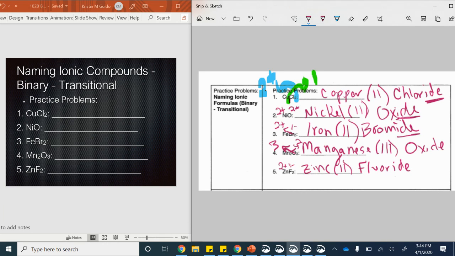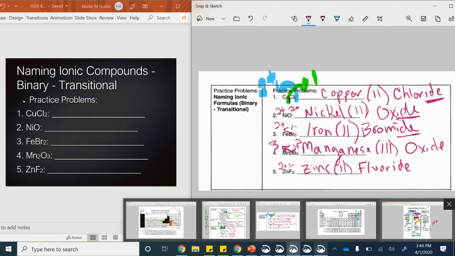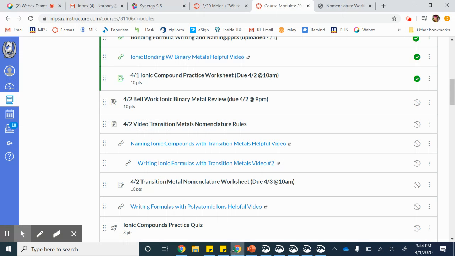So zinc 2 fluoride. Hopefully this all makes sense. These are your examples for your worksheet. You do have a worksheet. It's posted in Canvas for you. You should have already done this ionic binary metal review. That's due tonight at 9 p.m. And this is the video that you should have clicked on and you're watching right now.